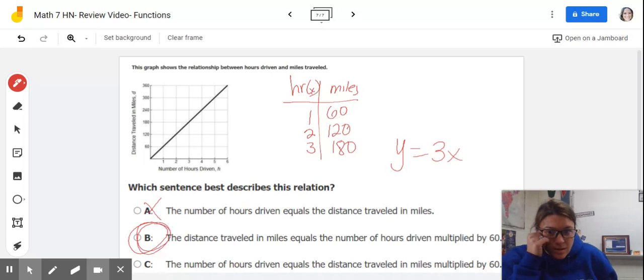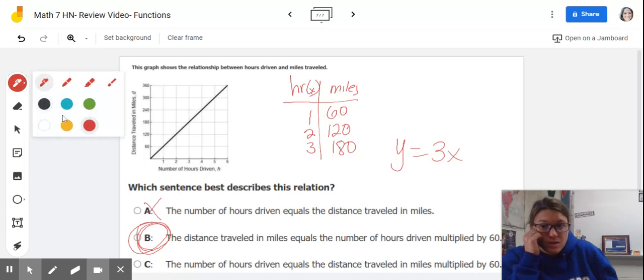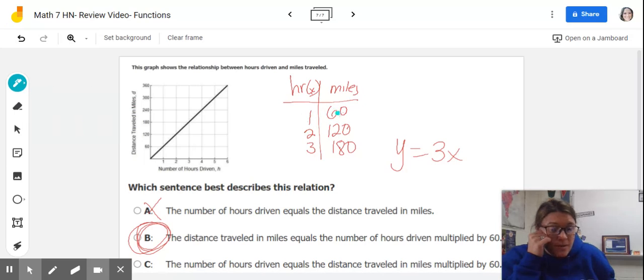The C said the number of hours driven equals the distance traveled in miles multiplied by 60. Okay, so this one says the number of hours driven. So this one was confusing. C was, I think, the other tricky one. The number of hours driven equals the distance traveled in miles multiplied by 60. So does this equal 60 times 60? That's what this one is asking. The number of hours driven equals the distance multiplied by 60. No, this would be 360, and that's why it's not that one.